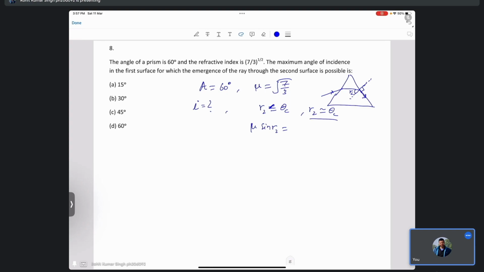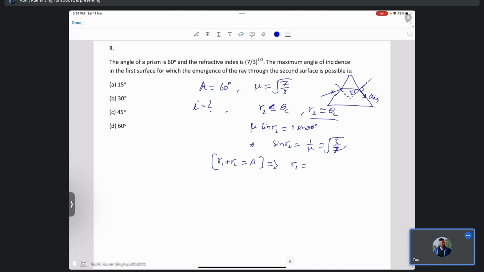So R2 is theta c, and here we have air, so refractive index is 1, and sine 90 degrees is also 1. So sine R2 is simply 1 by mu, that is root 3 by 7, right? Also we have this result, R1 plus R2 is equal to A. So then we can calculate R1.